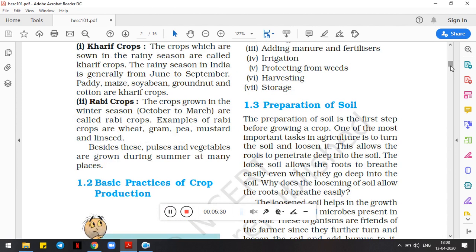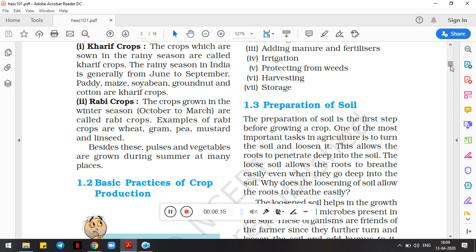Kharif crops, which are sown in the rainy season, like paddy, maize, soybean, groundnut, and paddy is somewhat like rice. So you can remember it like this. Rice is a kharif crop and wheat is a rabi crop. When do you get wheat? Wheat you get in summer, but it is sown in winter. So it is a rabi crop. Rice you get in December, and that means it is sown in the rainy season. So it is a kharif crop. So this is the basic technique to remember the types of crop.